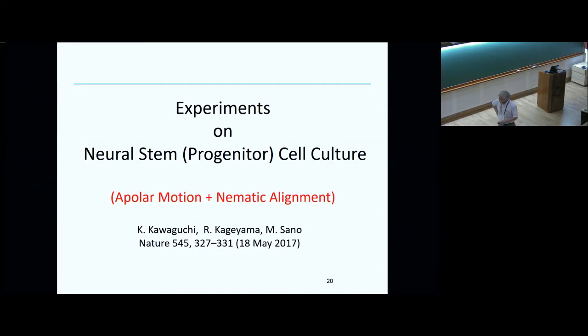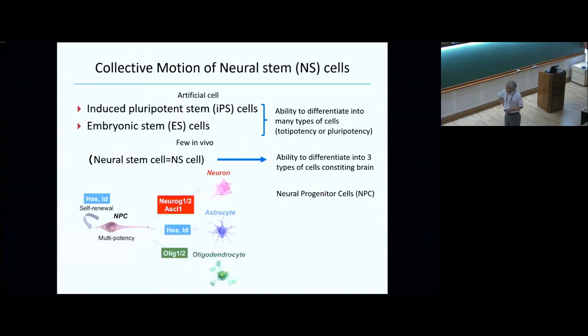And in the next system, the motion is apolar. The cell moves back and forth, and then the alignment is nematic. So I will talk about the neural stem cell.